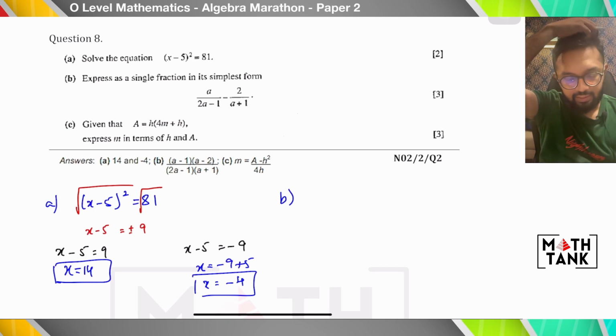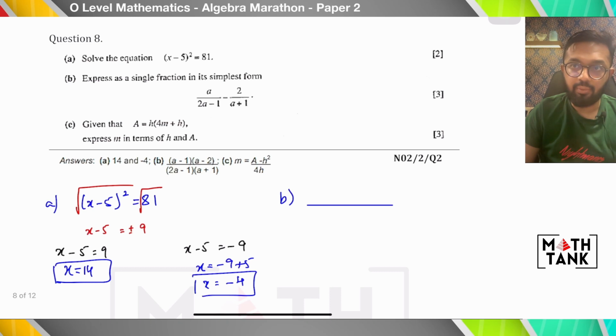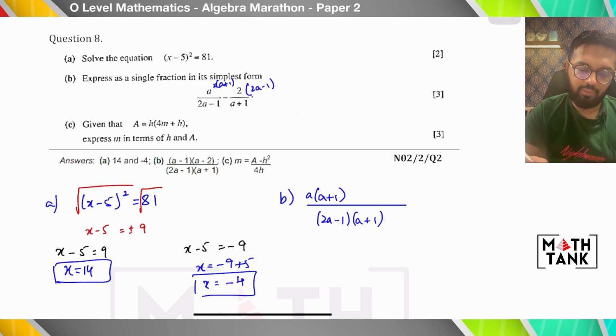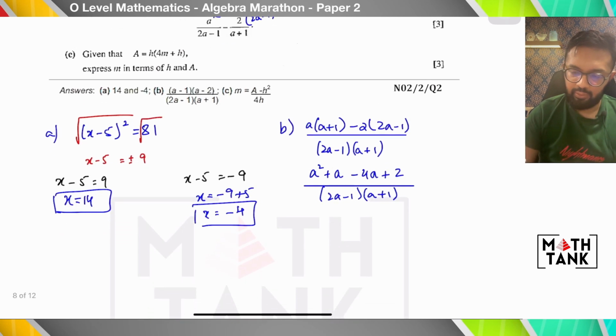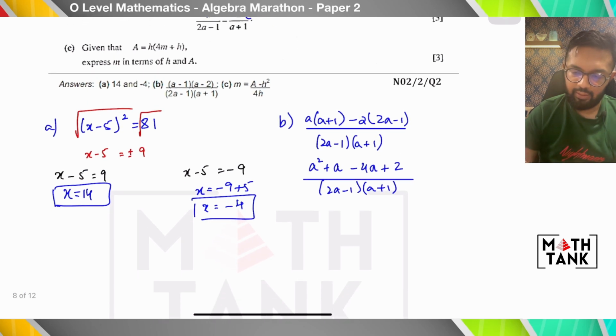And part B says express as a single fraction in its simplest form. So I'm going to first take a common denominator, and this becomes (2a minus 1)(a plus 1). There was nothing common in the denominator, so this gets multiplied with a plus 1 because it was missing an a plus 1, and this gets multiplied with 2a minus 1 because that is what it was missing. So I get a square plus a minus 4a plus 2. Okay, so I get a square minus 3a plus 2 over (2a minus 1)(a plus 1).